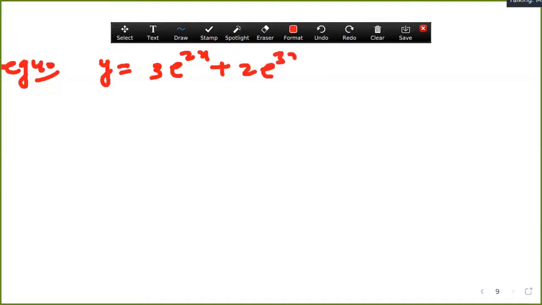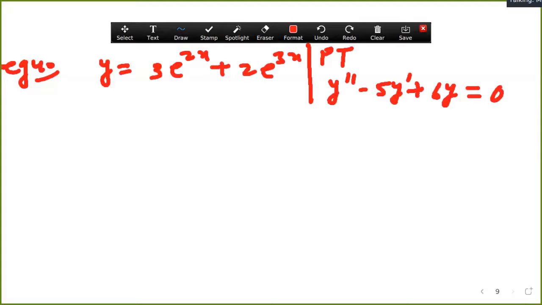Now the next question is example number 40, that is y is equal to 3 e to the power 2x plus 2 e to the power 3x. Now you have to prove that the second derivative y double dash minus 5 times the first derivative plus 6 times the function y is equal to 0. Now what is y dash when you are differentiating with respect to x?